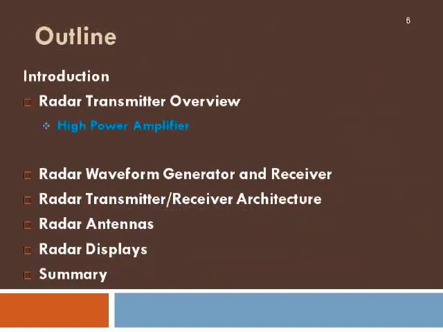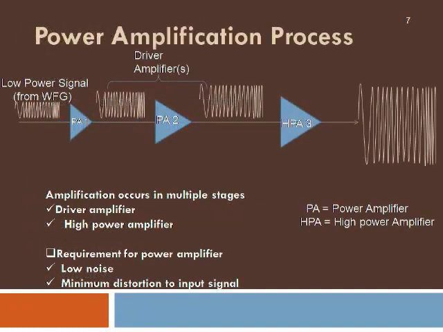Now let us discuss in detail the design of this high power amplifier in the transmitter. Here it's not going to be one amplifier. Generally there will be two or three amplifiers placed in cascade. As you see in the slide, the low input signal from the waveform generator will be given to the first amplifier PA1, which will be amplifying to a certain extent. Then that will be given to another amplifier PA2. These two amplifiers will normally be linear amplifiers, which will provide a sufficient amount of amplification.